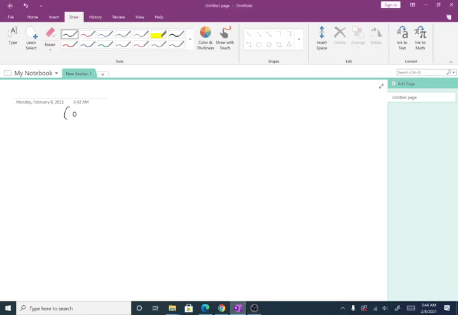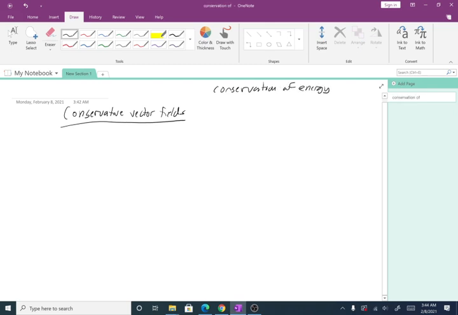Okay, let's talk about conservative vector fields. The name conservative comes from the conservation of energy from physics, and we will talk about that in the last lecture of this section. For now, let's just talk about what it means and how to test for it. What it means is that if you have a vector field, it's just the gradient of some function.